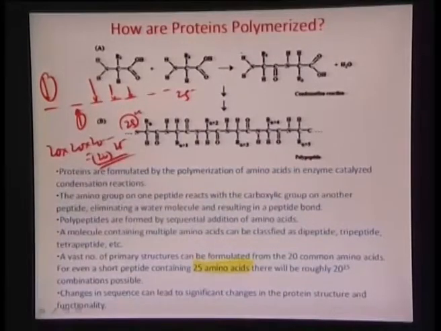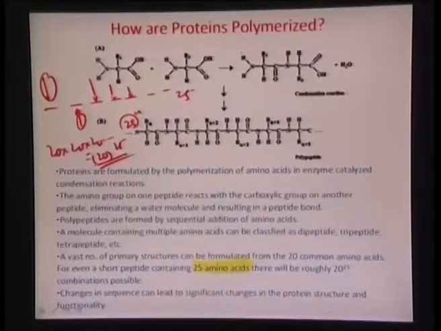So this is a vast amount. If you wanted to predict the one sequence out of these 20 to the power 25 sequences of amino acids, it is really a huge number to deal with. These are essentially the primary structures of the proteins, and I am just going to come to that in a little bit.